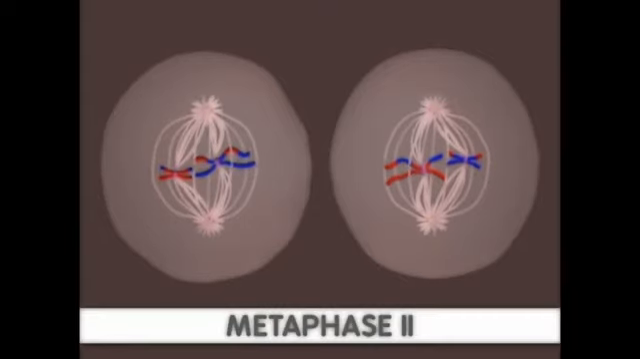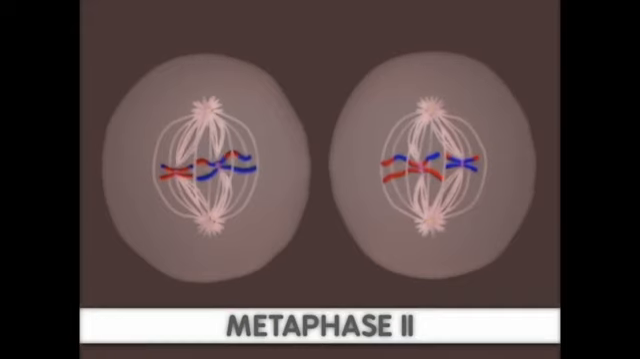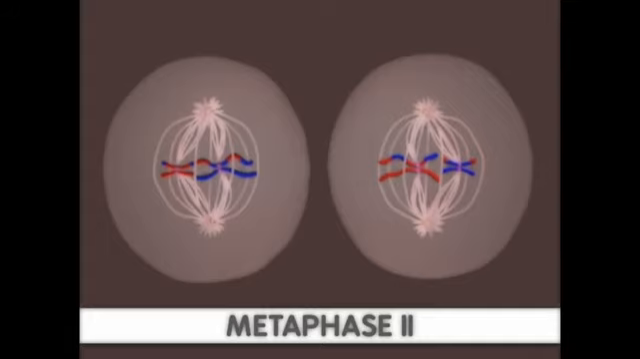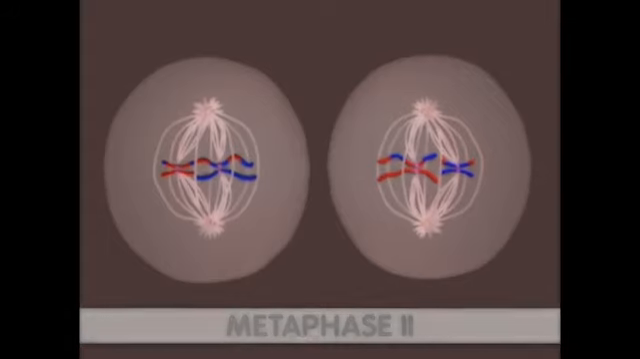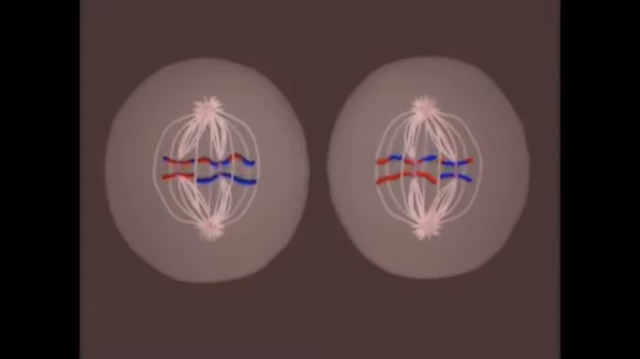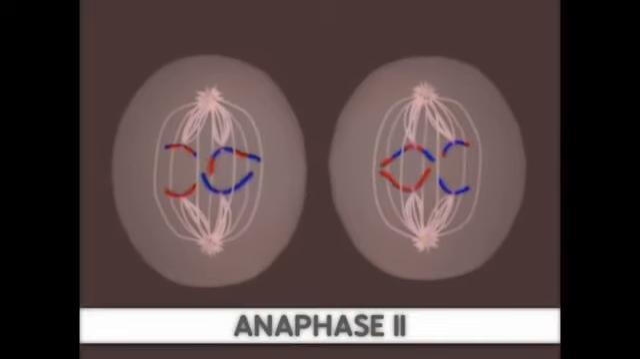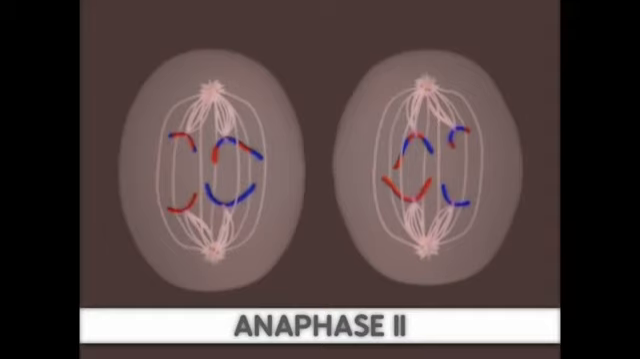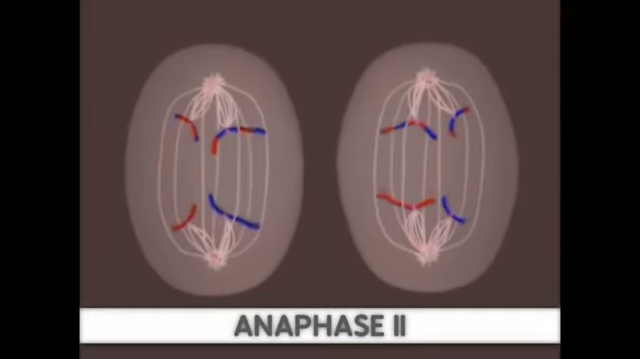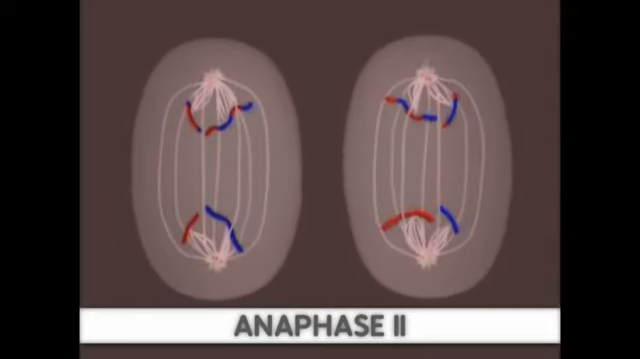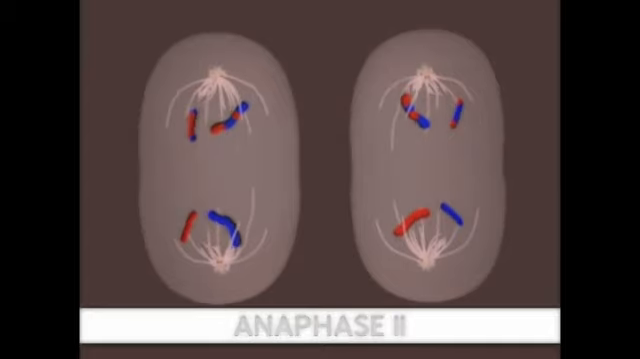In metaphase 2, the chromosomes align at the equator of the cell. Again, the alignment is random. Since the sister chromatids are no longer identical, there will be many different possible ways for these chromosomes to align. In anaphase 2, the sister chromatids are pulled apart as the microtubules shorten. Also, the ends of the cell are pushed farther apart as microtubules elongate.